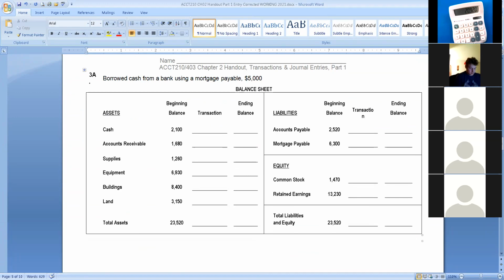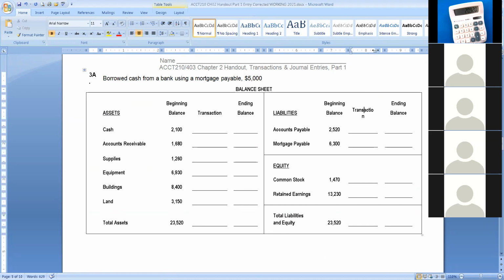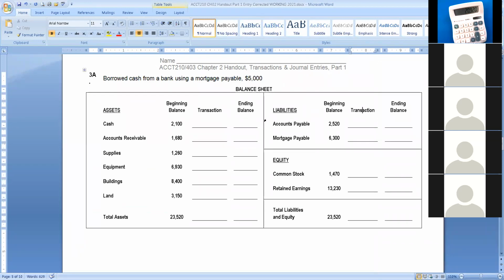Okay, borrowed cash from the bank using a mortgage payable of $5,000. What would that look like? What accounts are you going to use? Well, you're going to have to do things to cash and your mortgage payable account. Yep. So our cash, is it going up or down?